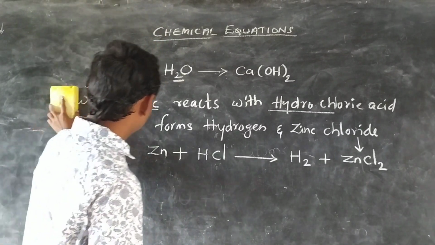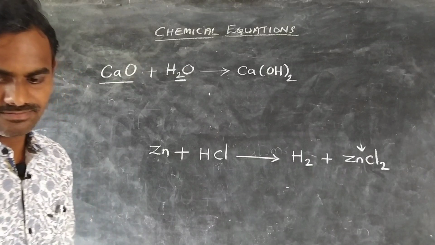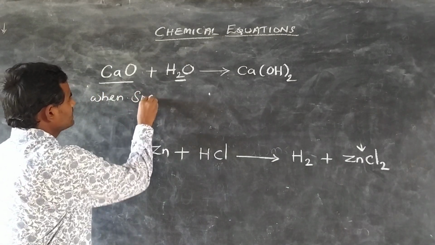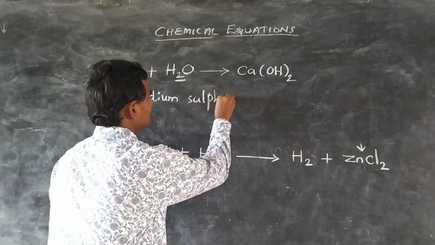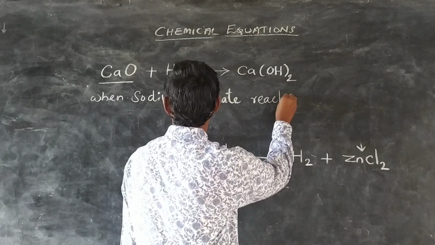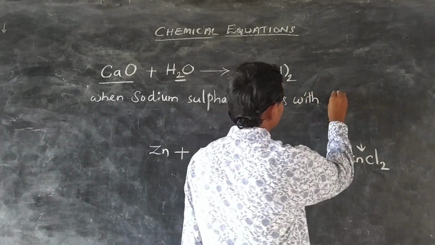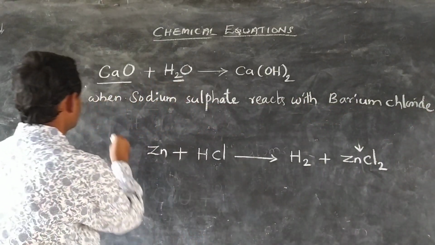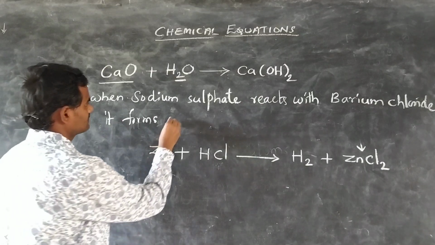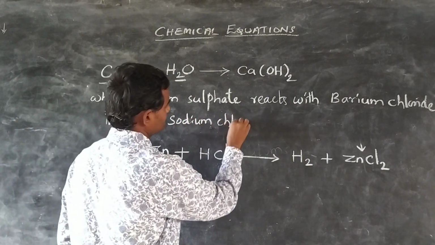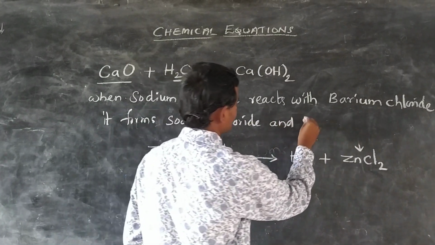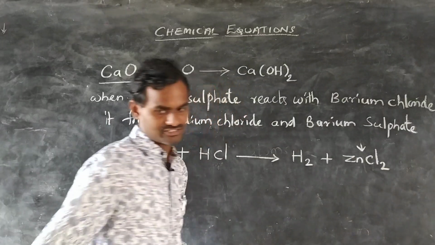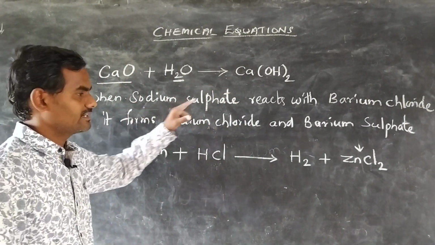Now we will see one more activity: when sodium sulfate reacts with barium chloride, it forms sodium chloride and barium sulfate. This is the reaction between sodium sulfate and barium chloride.